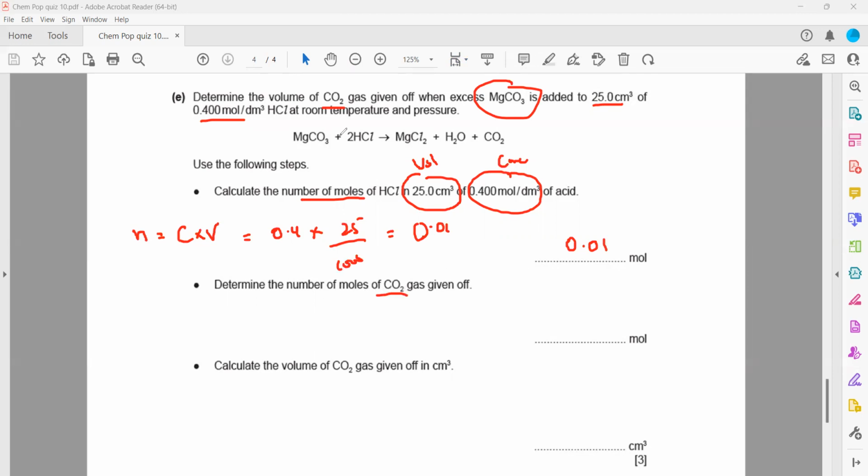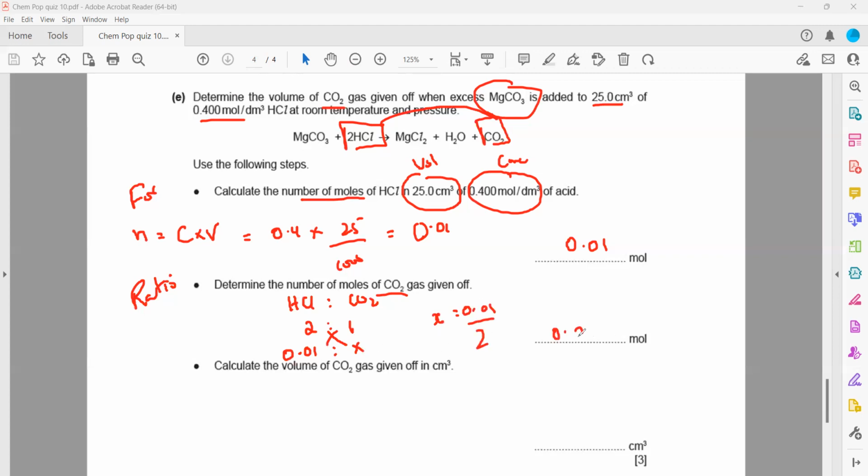Then the number of moles of carbon dioxide. So what is the ratio? Because the first part we solved by formula, it is obvious the second part is by ratio. So we will take a ratio between hydrochloric acid and carbon dioxide. The ratio is 2:1. So if we have hydrochloric acid 0.01, then carbon dioxide will be X. We cross multiply. So X times 2 equals 0.01 times 1, and X equals 0.01 divided by 2. So this will be 0.005. So these are the moles of carbon dioxide.